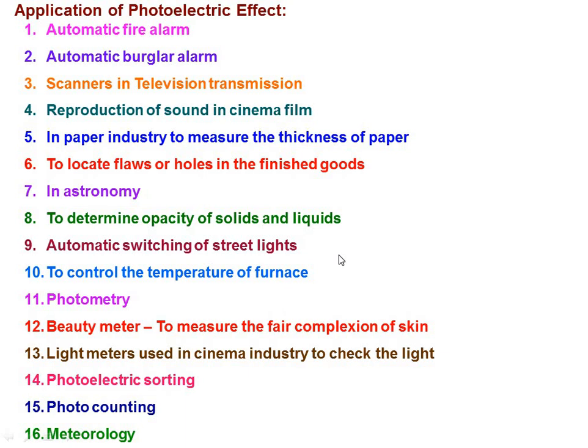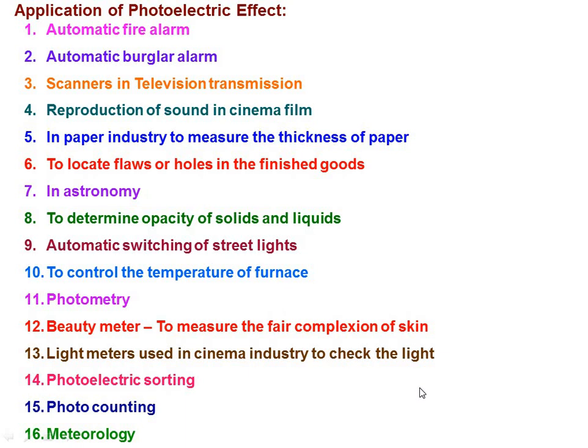Also to control the temperature of furnaces, photometry, beauty meters to measure the fair complexion of the skin, and light meters used in the cinema industry to check the light. You might have noticed, whenever there is a photo shoot, a light meter device is used before the shoot, so that the cinematographer or cameraman can see that there is uniform illumination in the entire region, or else parts of the skin will look patchy. That's the reason.